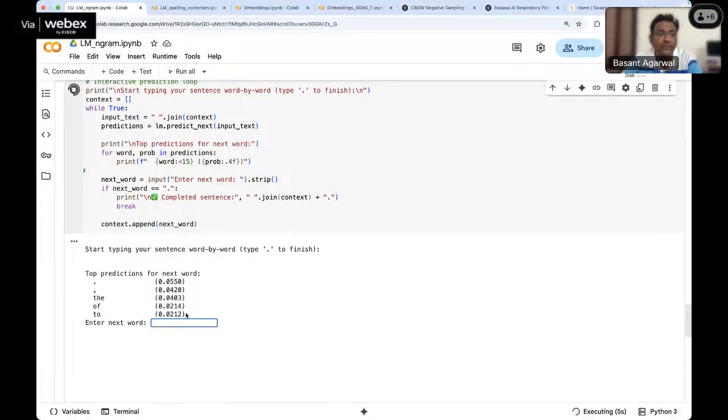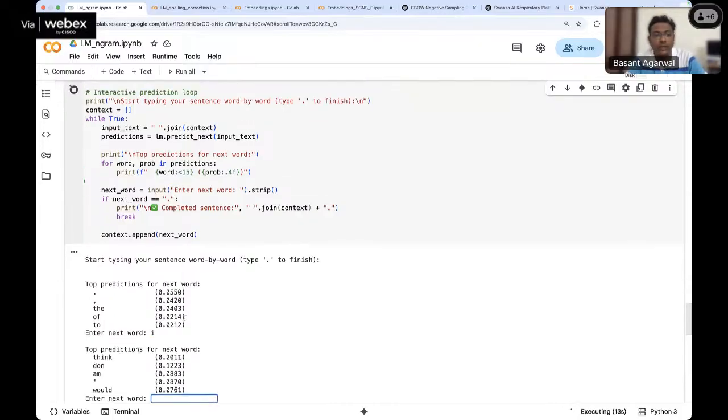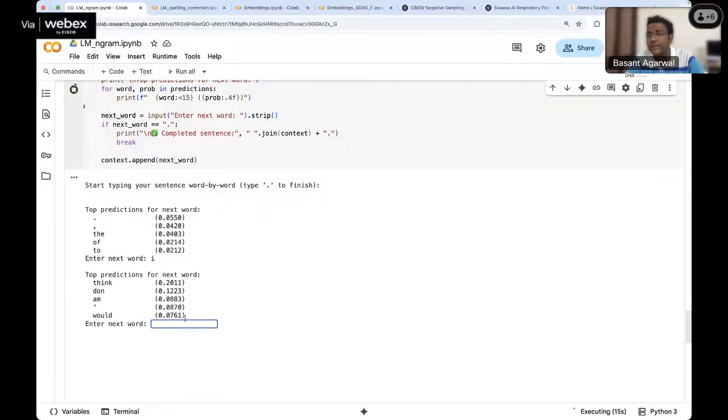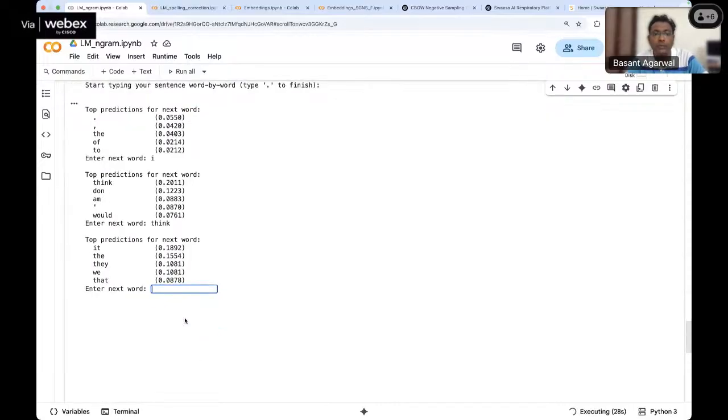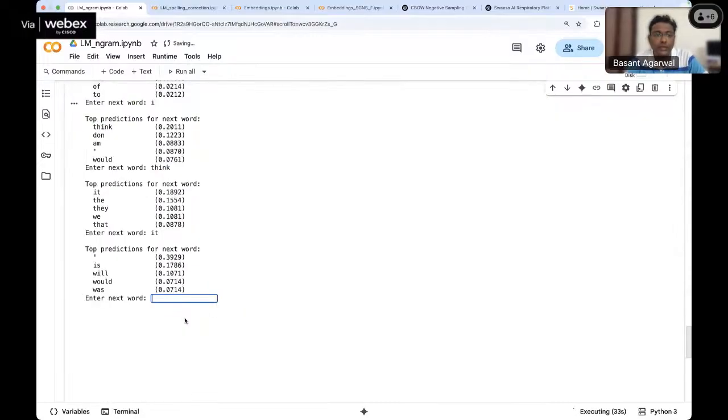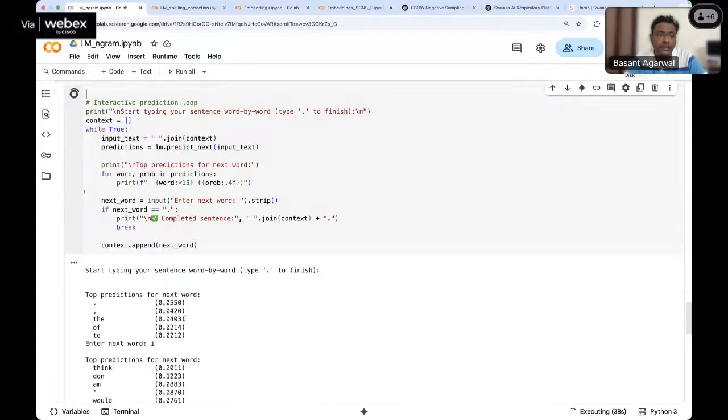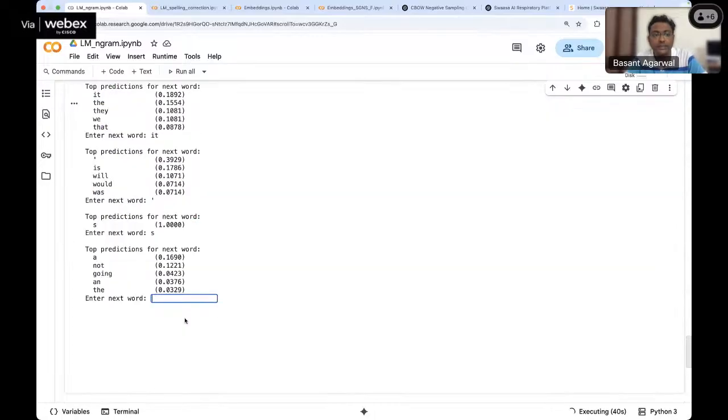So if I write some word, let's say I write I, it will give the next word. If the starting word is I, based on the data it is showing the next word should be think, which is more probable. So if I write think, now it will predict the next word based on I think. So it is like it. So I just write it. Okay, it is saying it's. So I just write it's.